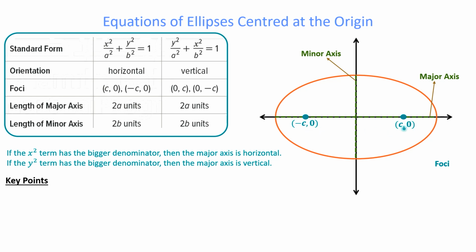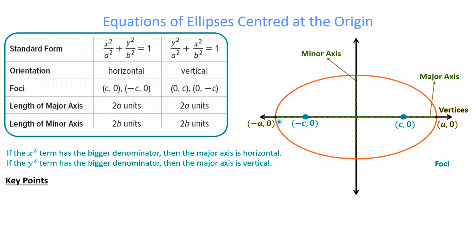Now if we look at this focus in particular, we can see the distance of this focus to the center of the ellipse is c units, and the distance from this other focus to the center of the ellipse is c units. Now the two endpoints of the major axis are what we call vertices, and they have coordinates (a, 0) and (-a, 0).